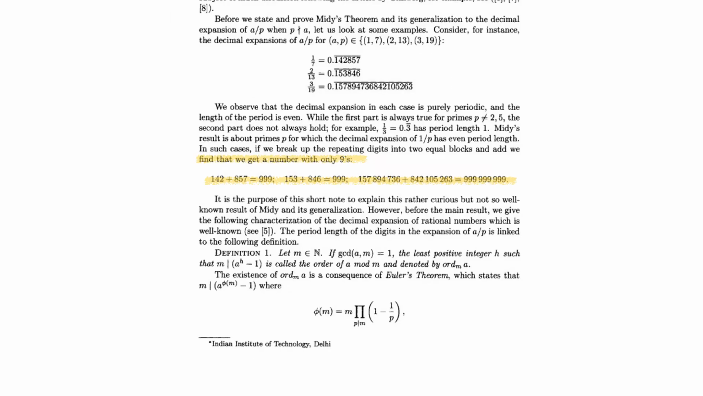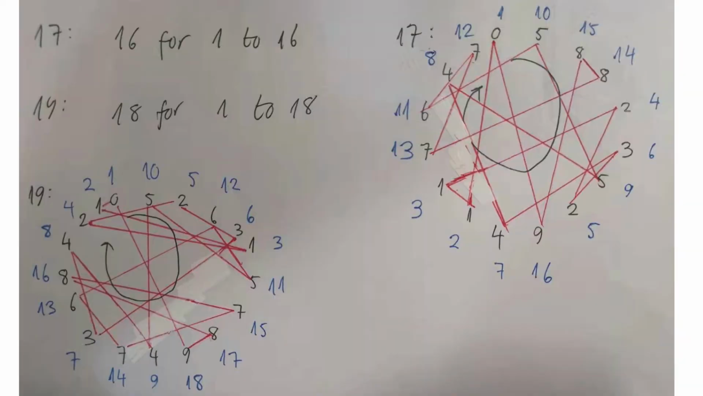As you can see, Tripathi noticed that if we break up the repeating digits into two equal blocks and add, we find that we get a number with only 9s. You can see that the symmetries present in these number diagrams already break up the decimals into two separate blocks. And the row of 9s in the sums makes sense.